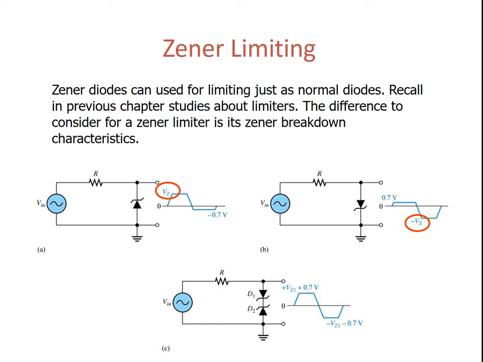We can also use them for clipping operations. For example, here, if we have the positive cycle, it will be forward biased, so whatever input you supply, we will get that at the output. Once we reach a certain level, the VZ, after that we will get a constant level. So that will be different for simple diodes and Zener diode operation here.